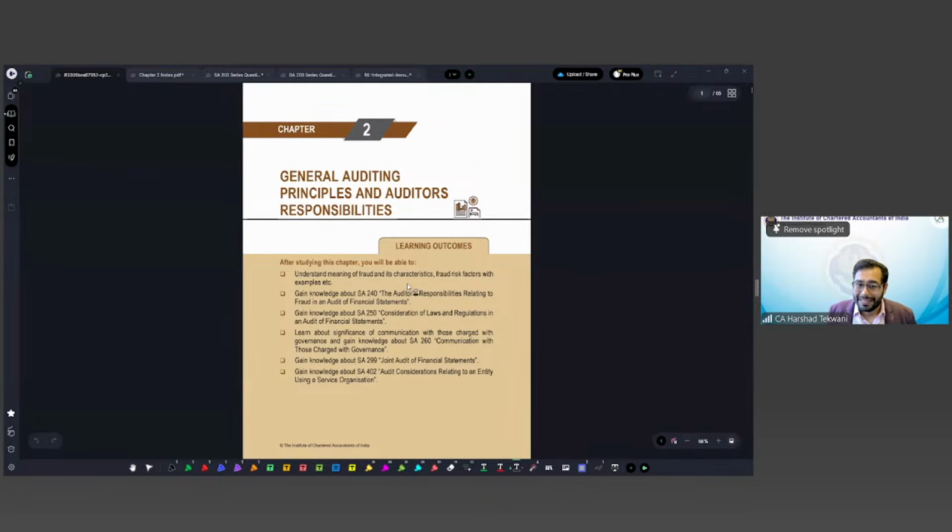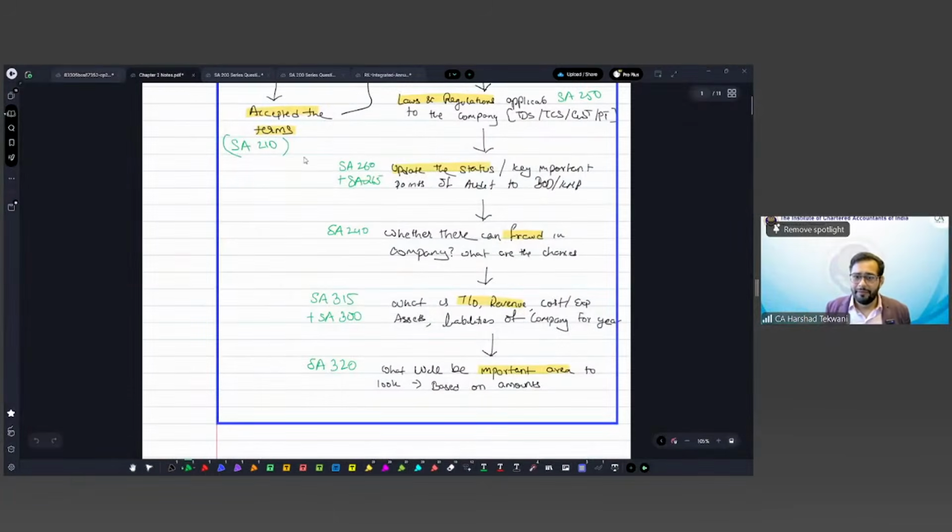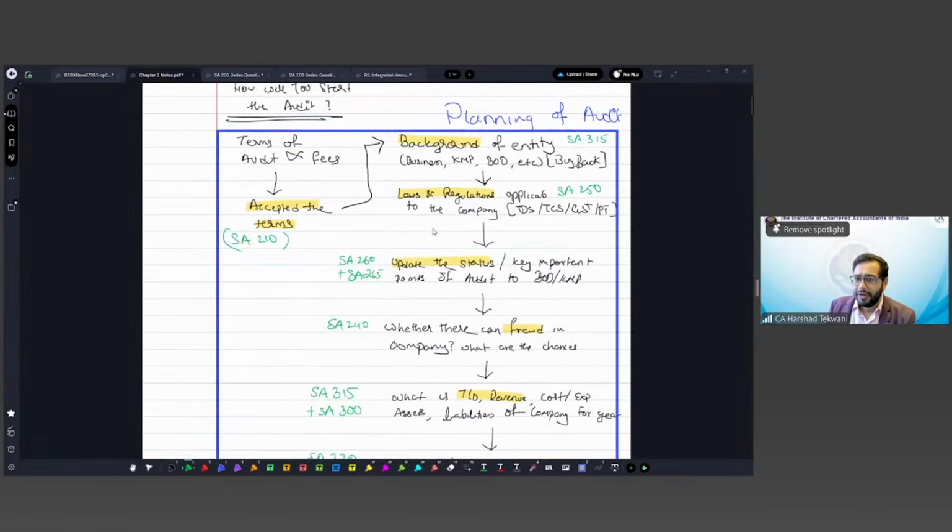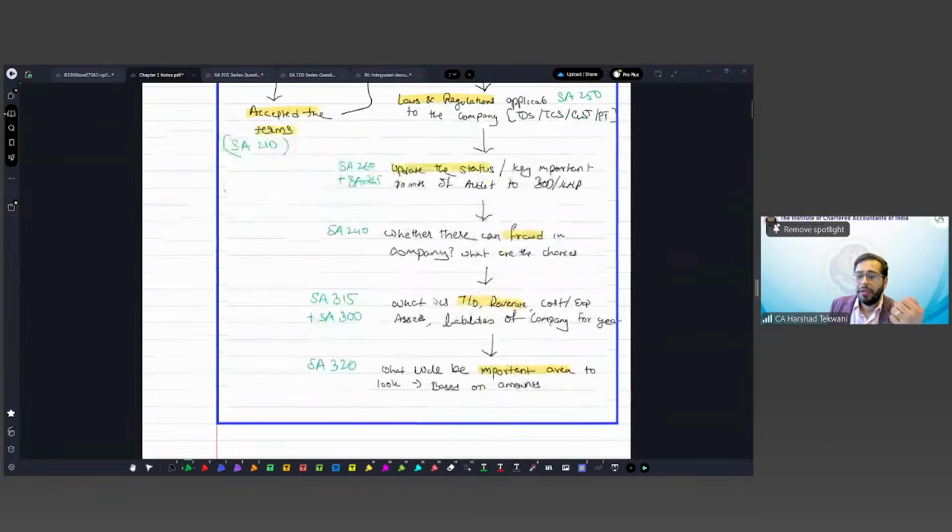Okay. So basically here, the standards I will discuss are SA 240, 250, 260. I will cover some portion of 265, 299, and 402. Now this is the planning we discussed. We have to consider laws and regulations, we have to consider fraud, SA 240, SA 250, updating the status, 260, 265, then 320, 300, and we will all discuss.